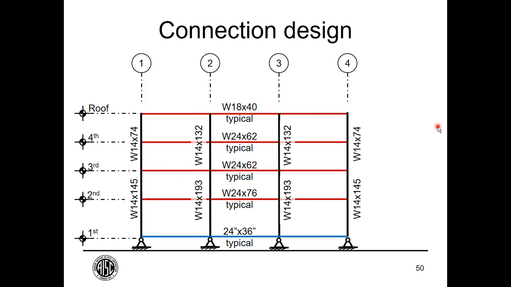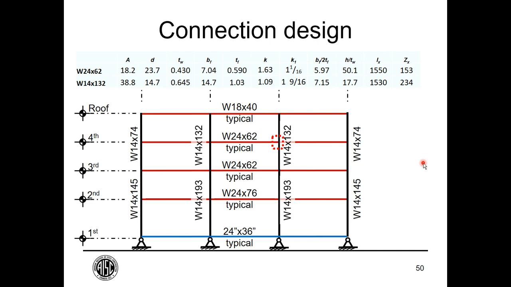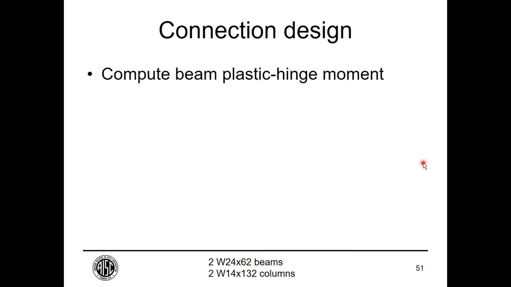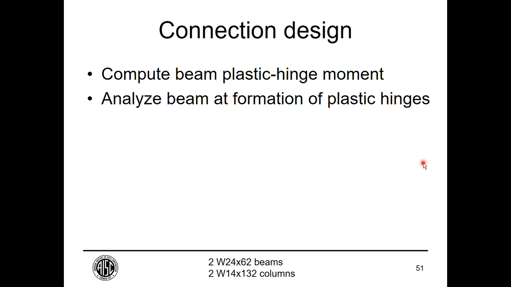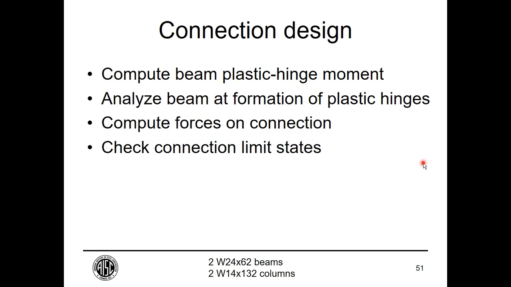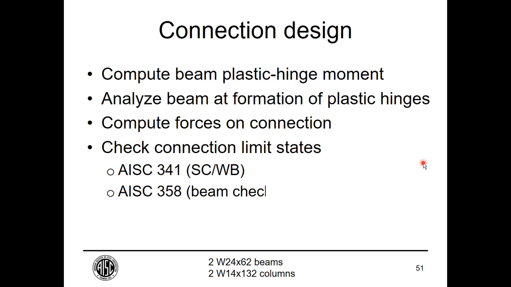These are the members that we've selected. We're going to look at this connection, W14 by 132 column, W24 by 62 beam. Here are the section properties. All right. So we start by computing the beam plastic hinge moment. We analyze the beam to find the forces consistent with that, compute the forces on the connection, and check a number of limit states, including strong column, weak beam, presented here as a limit state, but it's a check.